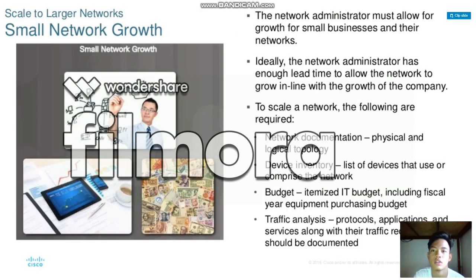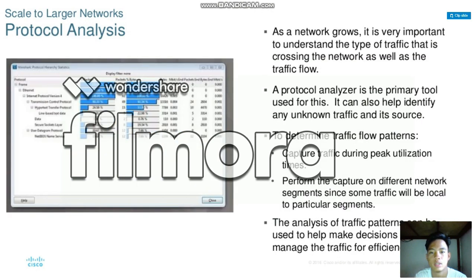Small network growth. The network administrator must allow for growth for small businesses and their networks. Ideally, the network administrator has enough lead time to allow the network to grow in line with the growth of the company. To scale a network, the following are required: network documentation, device inventory, budget, and lastly, traffic analysis.